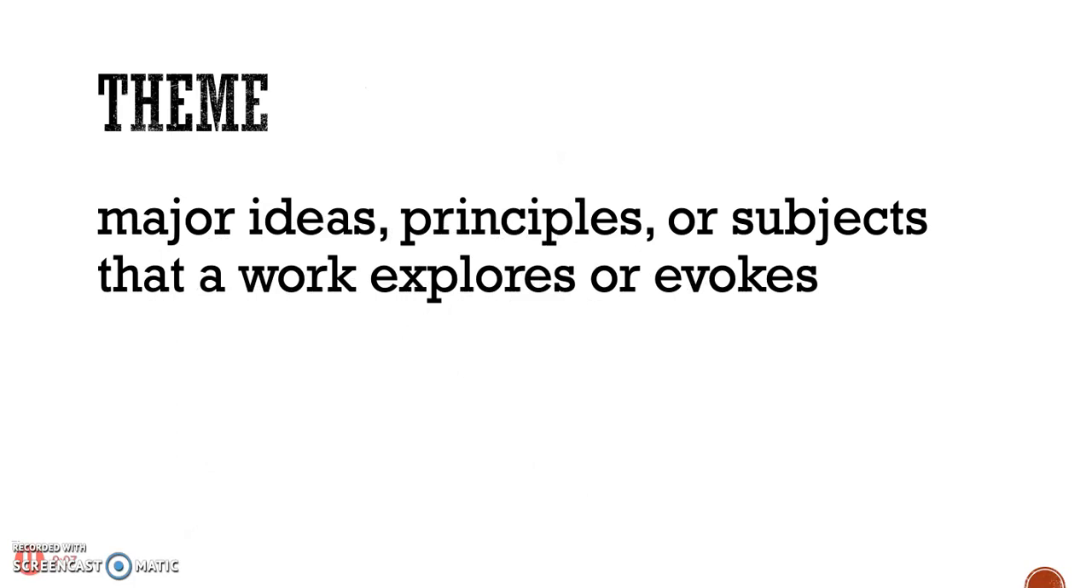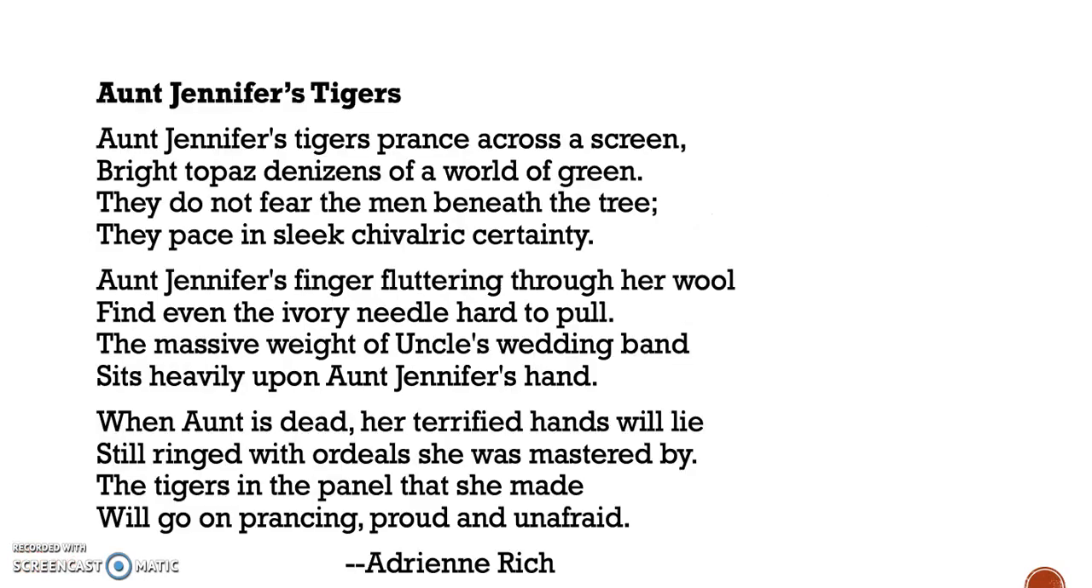And our very last term is a theme. And these are major ideas, principles, or subjects that a work explores or evokes. So our most obvious theme here is feminism, because we have women's rights all over the place. Aunt Jennifer seems oppressed. She seems afraid of Uncle, right? But there are also some other themes.